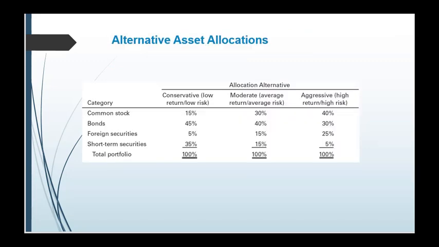So what asset allocation involves, again, is just a mixture. So a very conservative, low return, low risk investment will have very little in stocks, 15%. They might have 35% in short-term securities. Very little in foreign securities, because we're really worried about risk.